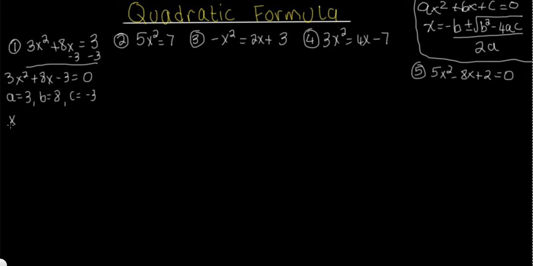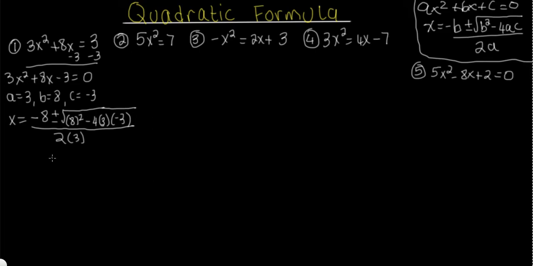The equation says that x equals negative b. So I have a negative, and then I'm going to drop down my b, which is 8, plus or minus the square root of b squared, so 8 again, squared, minus 4 times a, which is 3, and then times c, which is our negative 3. And then all of this is over 2a, which is 2 times 3. So that's just the first step. Go through and plug in a, b, and c into your equation.